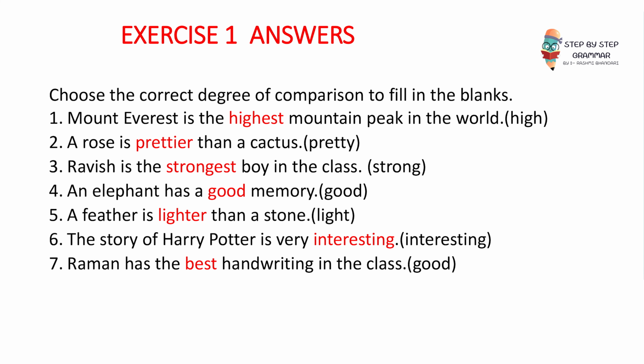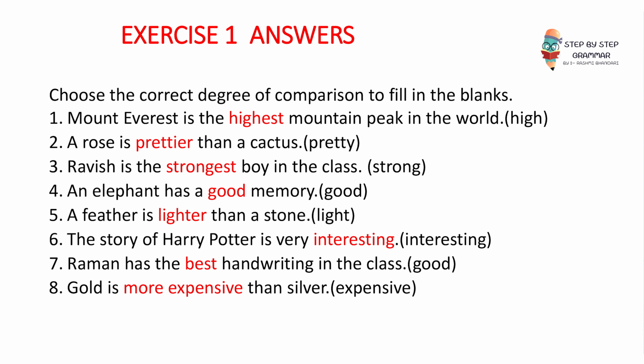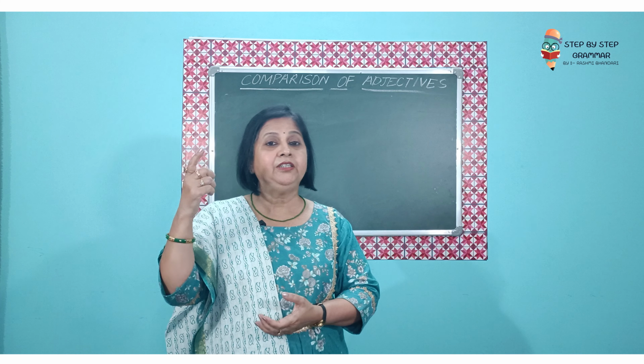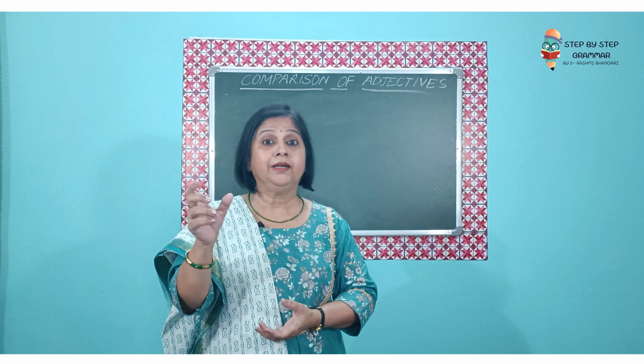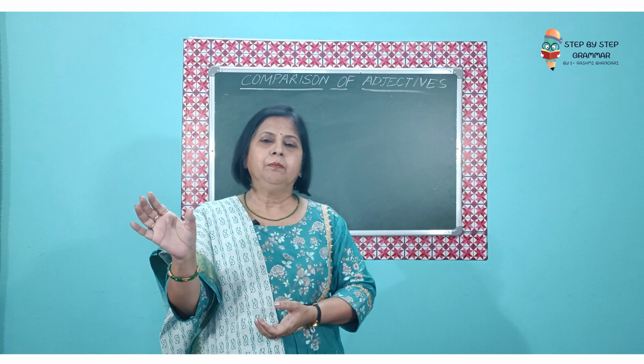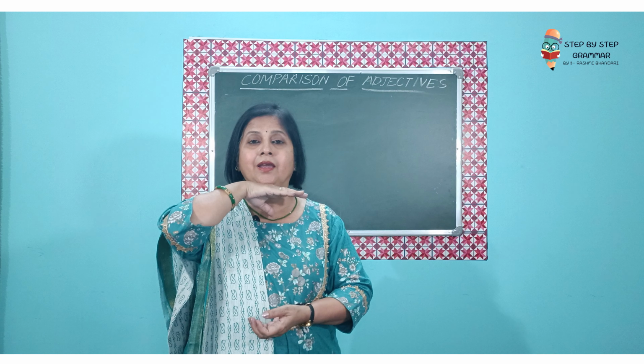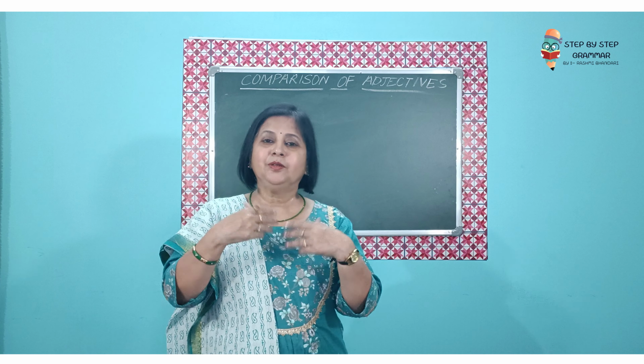Now, Raman has the dash handwriting in the class. So we are talking about among all the students in the class, Raman has the best. So the means superlative. And now next, gold is dash than silver. The word "than" over there must have reminded you that we are going to use the comparative form. The word expensive is big. If you can just remember big words, let us use more expensive. Otherwise, count your syllables this way. Expensive. 3 syllables. So it's going to be more.